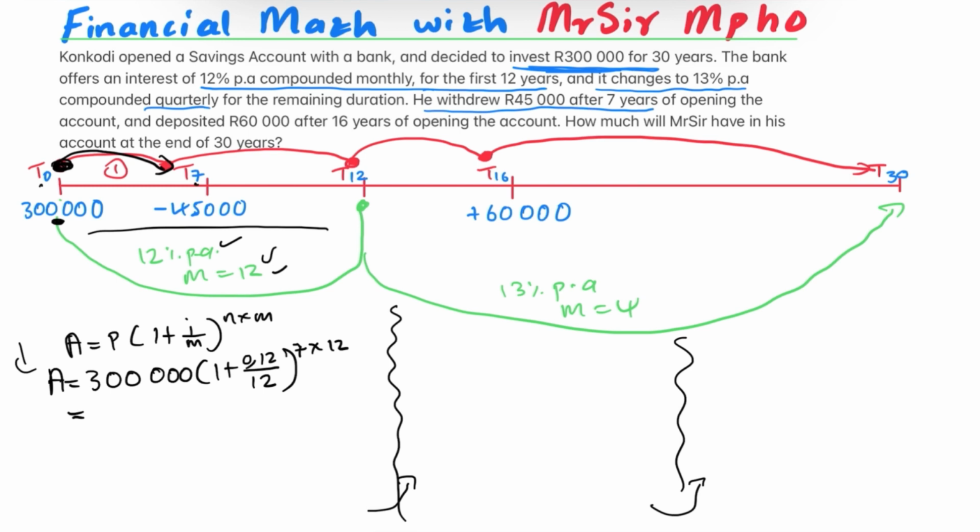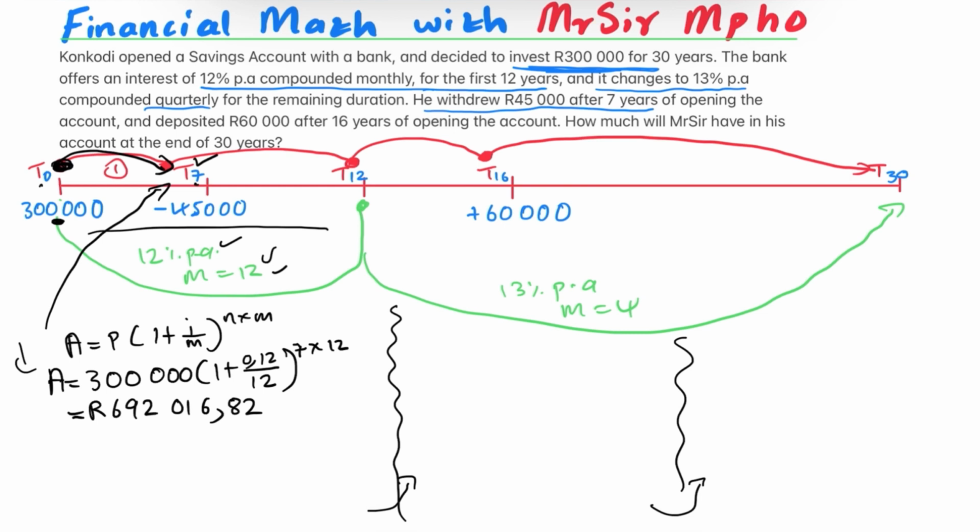So after pressing your calculator, you're going to realize that the answer is 692,016.82 rounded off. Remember to save your answer in your calculator so that when you substitute it in the next step, you substitute the answer saved in your calculator, okay? Then, now that you have 692,016 rand 82 cents, this is the money that you have here, basically here at T7, before you withdraw 45,000 rand. Now I'm going to subtract it.